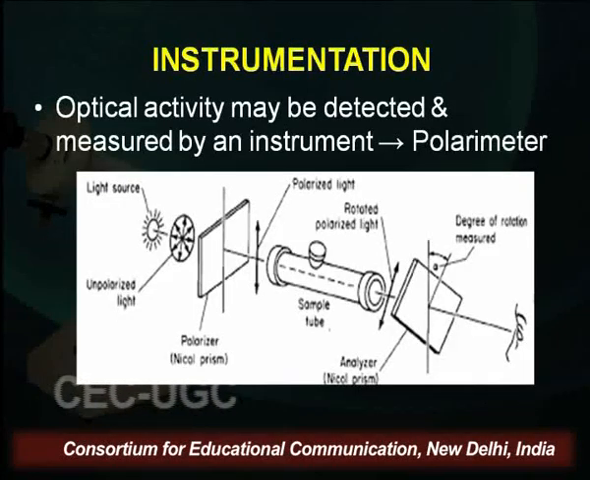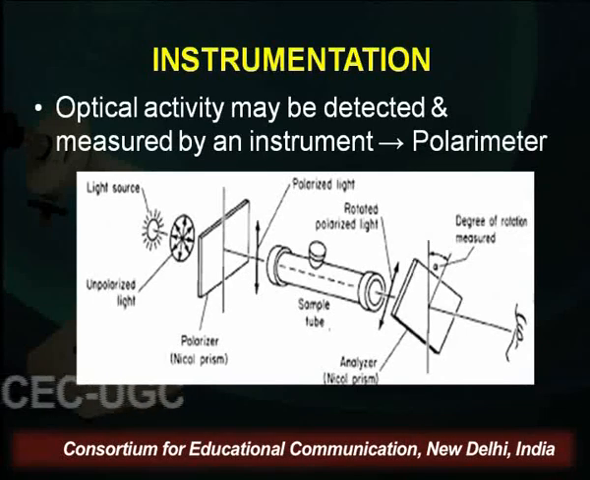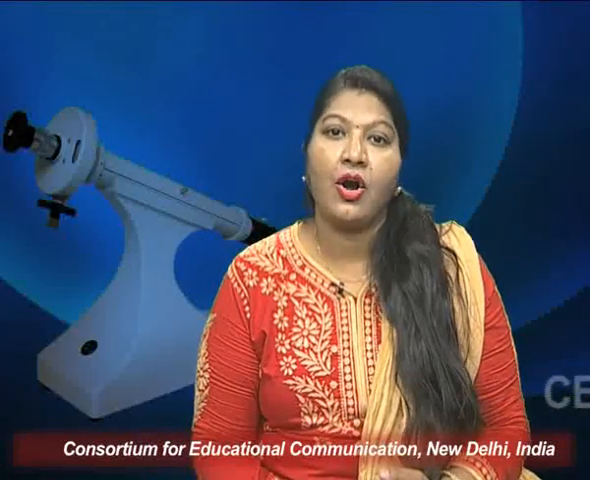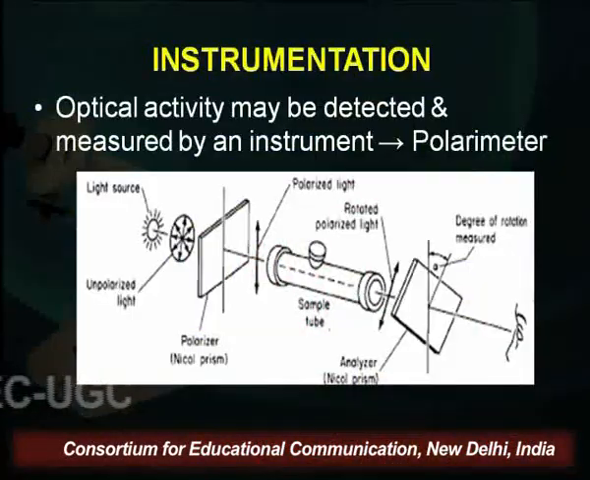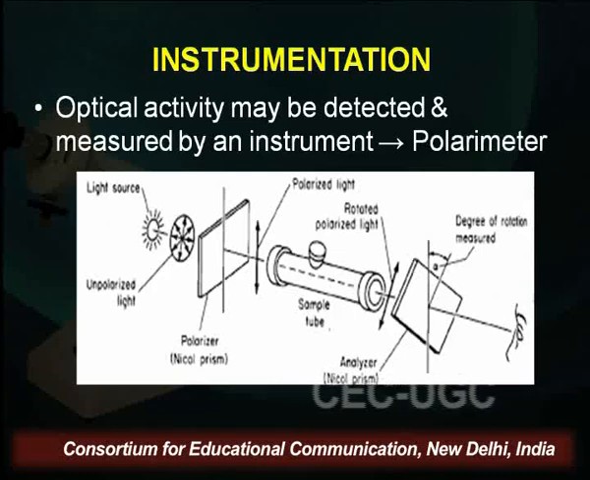Now, the instrumentation of this experiment is, you see on the screen, that on the left hand side we have the light source. After that we have the polarizer, then a quartz tube which contains the optically active solution, then we have an analyzer or the eyepiece. So, optical activity may be detected and measured by an instrument. That instrument is known as the polarimeter.